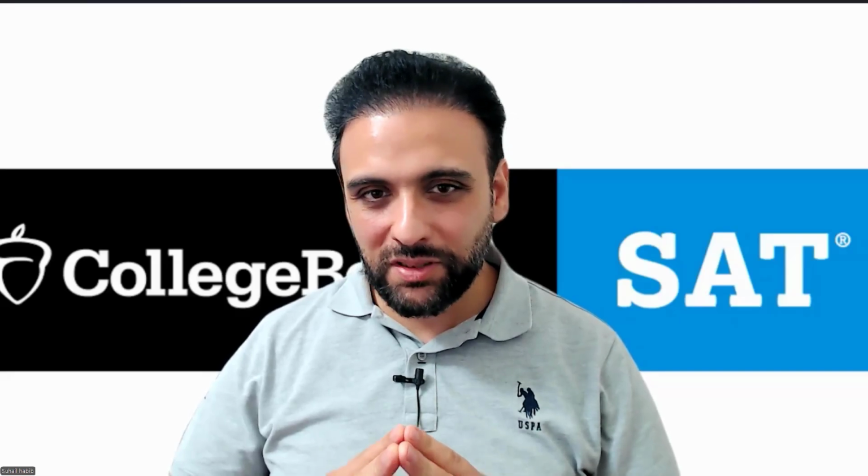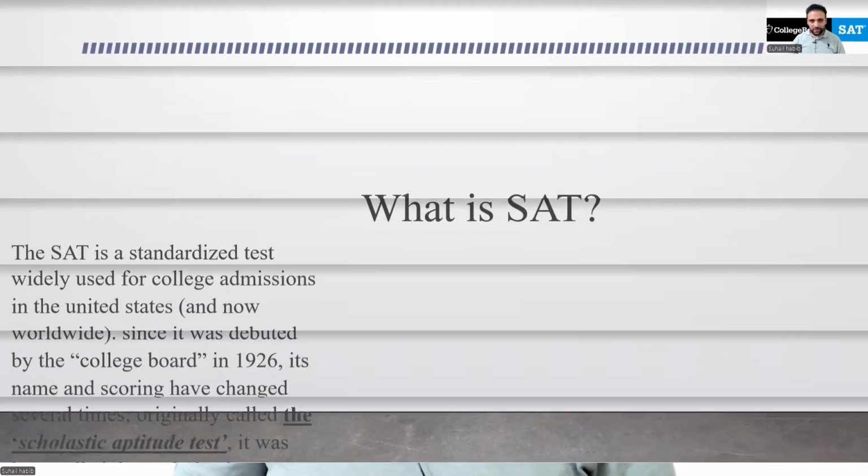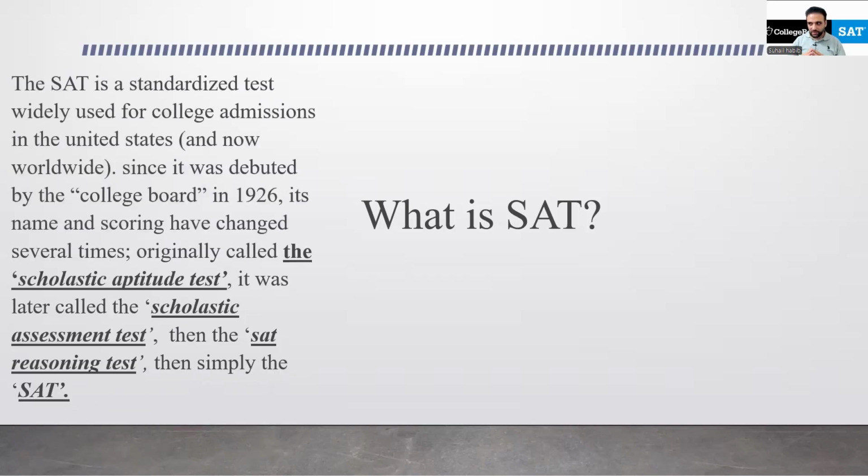Today, we will talk about the SAT exam in general. So, what is the SAT? What do the letters SAT stand for? When did this start to be administered? It all goes back to 1926. It started to be administered by the College Board. The letters stand for three words: Scholastic Assessment Test. Of course, it used to be called the Scholastic Aptitude Test, the Scholastic Assessment Test, and the SAT Reasoning Test. This is the name that we have nowadays.